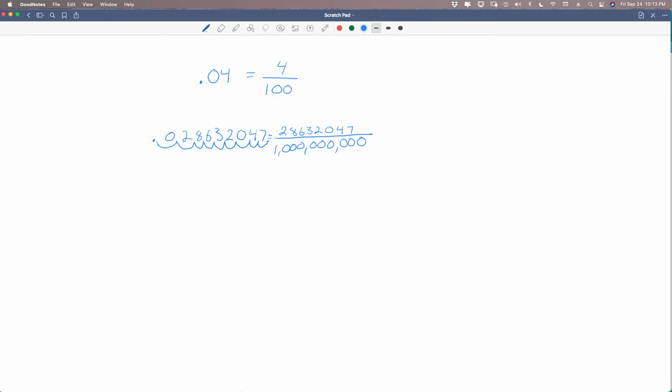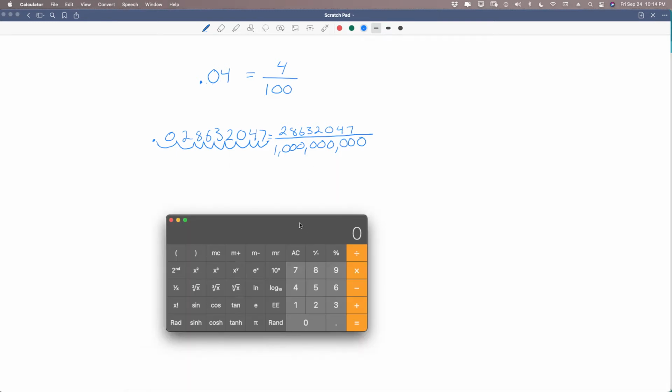And I can show you that this is correct by pulling this up. And I can say 2863247 divided by, and that's 9 zeros, so 1 and 1, 2, 3, 4, 5, 6, 7, 8, 9 equals, and that's the number we started with.